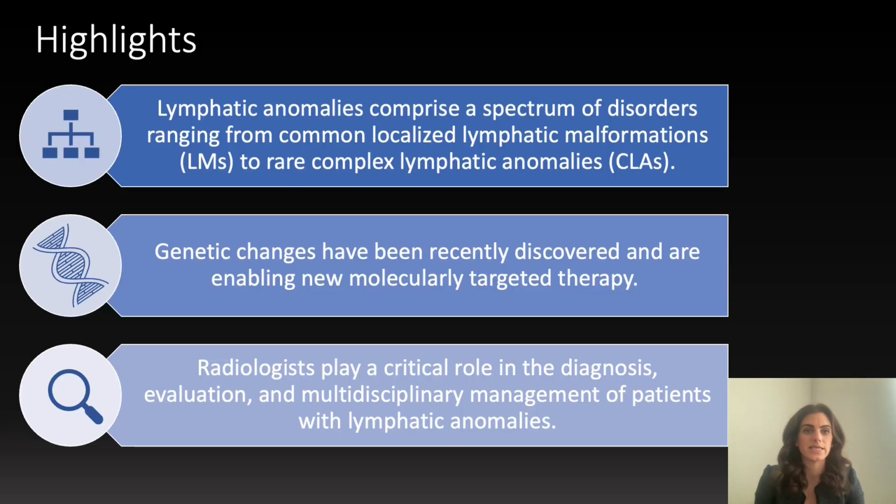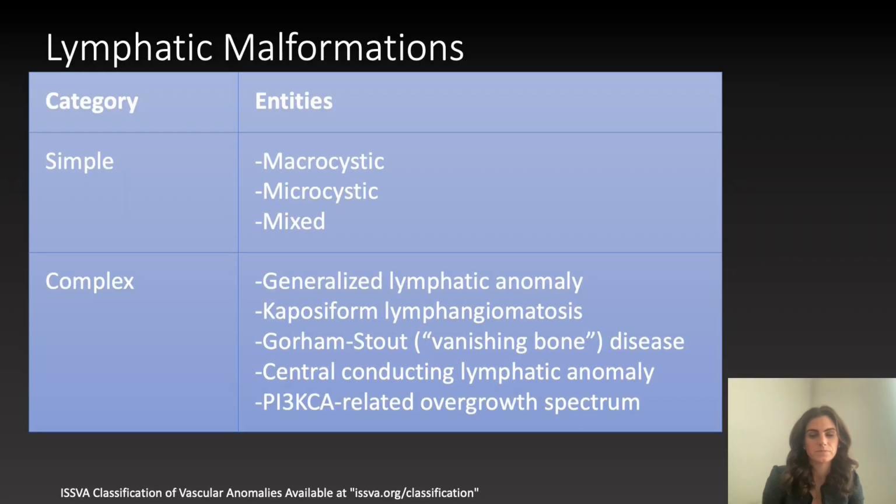Lymphatic anomalies comprise a spectrum of disorders ranging from common localized lymphatic malformations to rare complex lymphatic anomalies, and we'll be showing imaging examples of each of these entities. Genetic mutations which cause lymphatic anomalies have recently been discovered and are enabling new molecularly targeted therapies. Finally, we'll discuss the radiologist's role in the diagnosis, evaluation, and management of these patients with lymphatic anomalies.